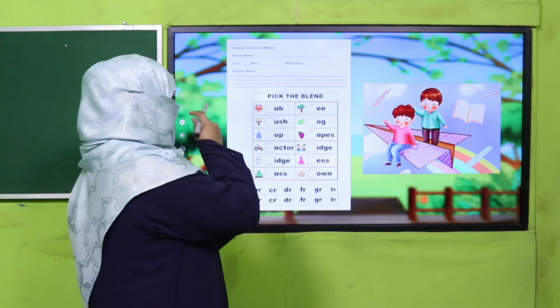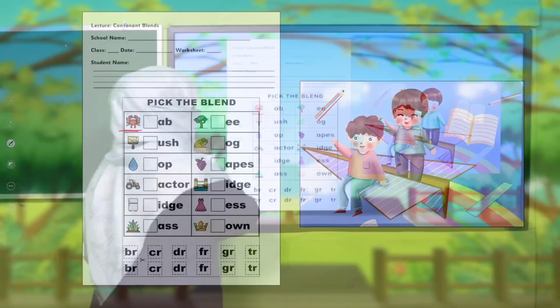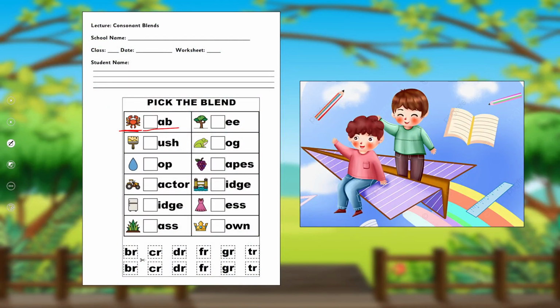And my dear students, what you are going to do, once again, you will look at the picture and complete the word by placing a consonant blend, okay? The consonant blends are given here. You will choose the correct one to complete the word.